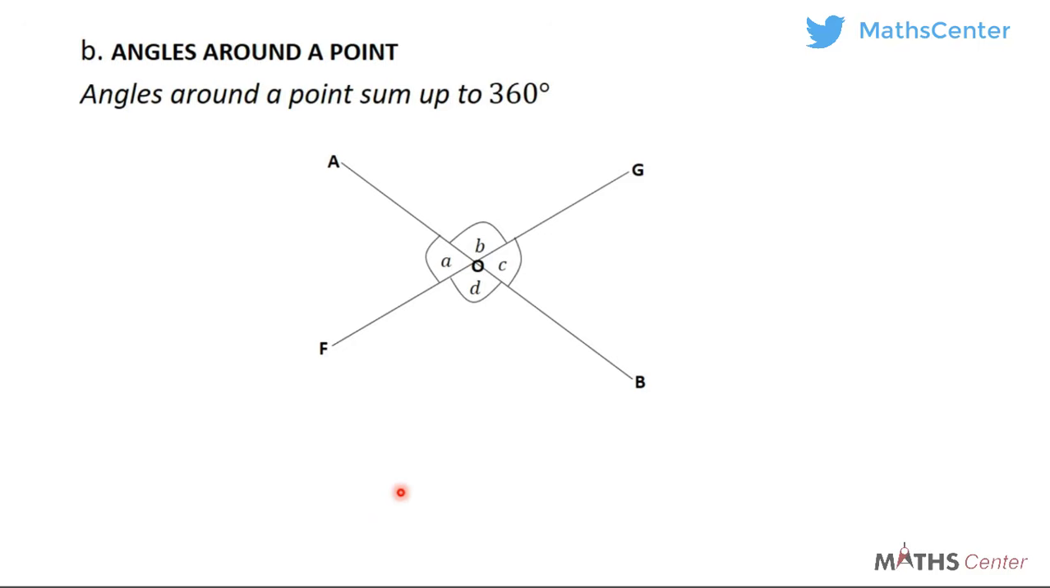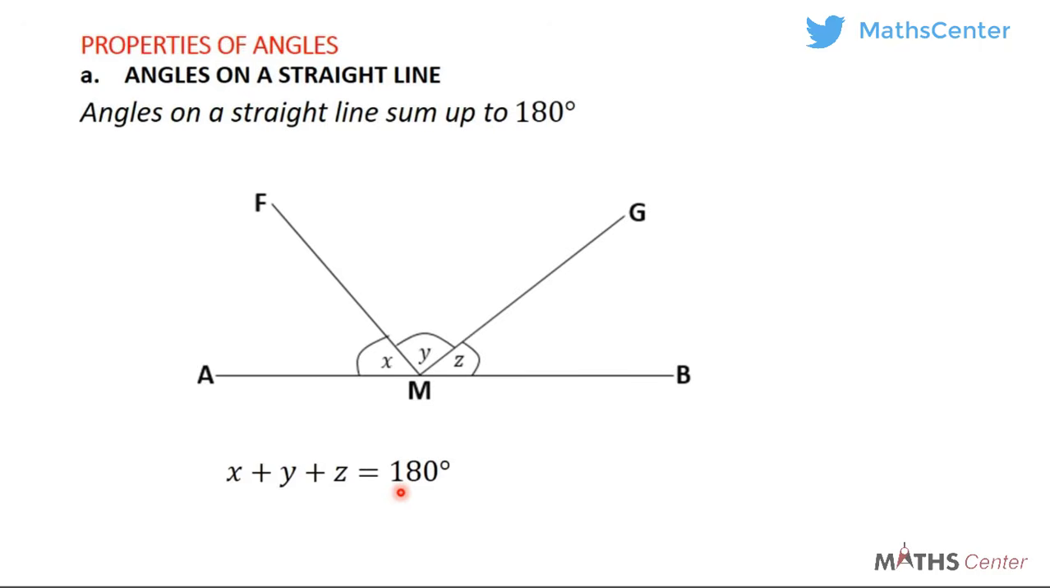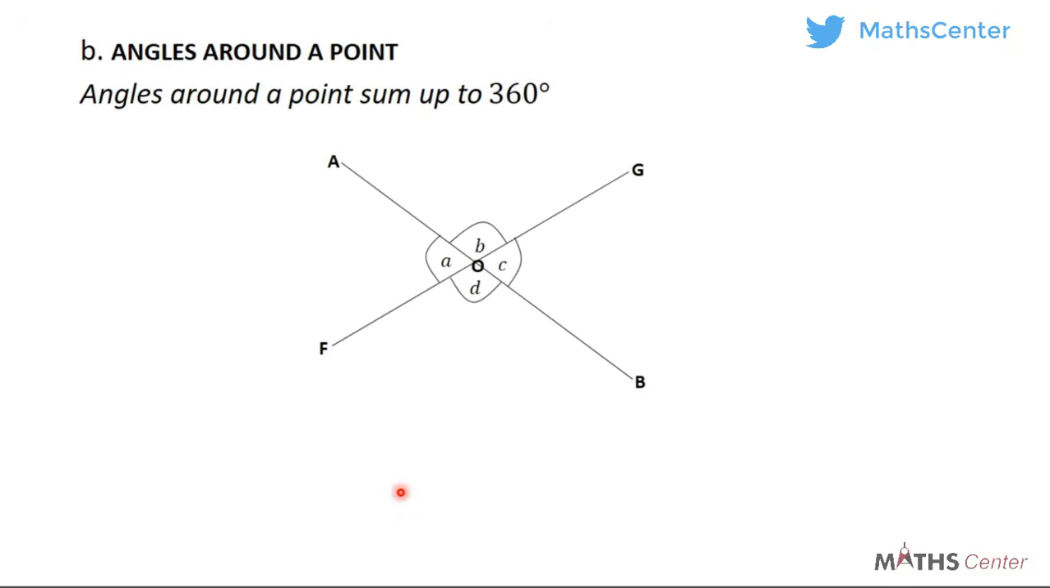Let's look at the next property. Angles around a point sum up to 360 degrees. We learned in the previous slide that angles on a straight line add up to 180 degrees. This time it's not angles on a straight line, but it's angles around a point.